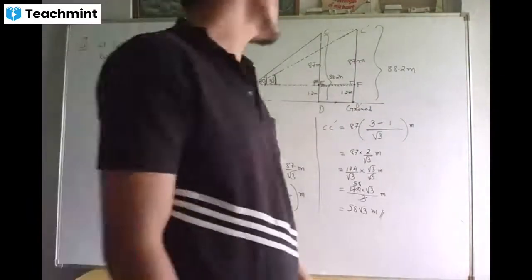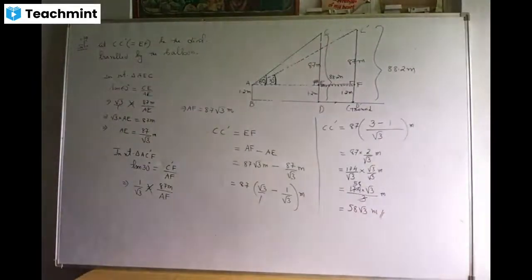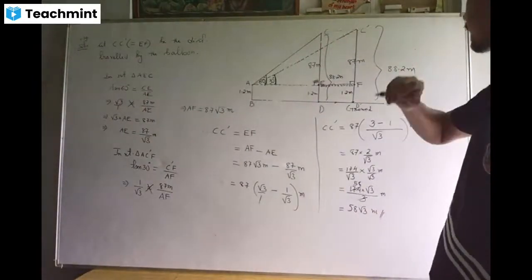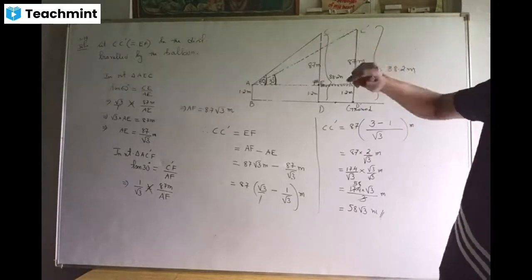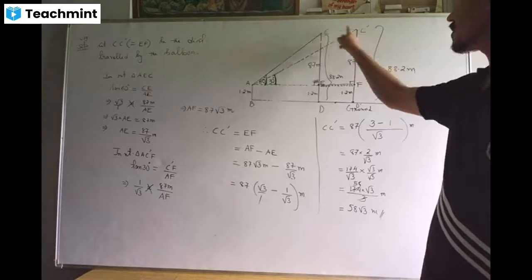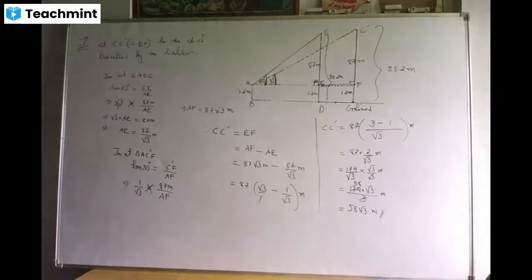So the required distance traveled by the balloon is CC dash. C is the initial position. C dash is the final position. Okay, so this distance, you see that? Distance traveled by the balloon: 58 square root of 3.